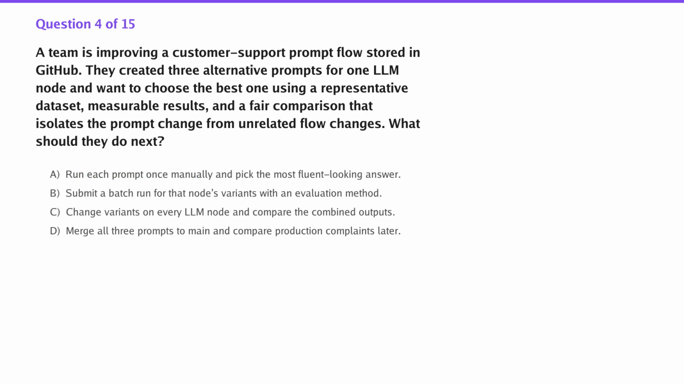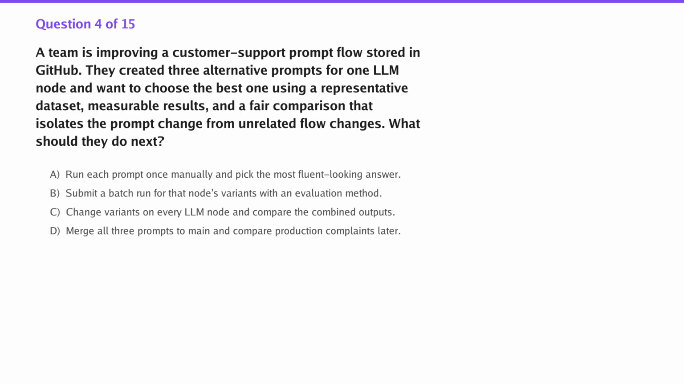A team is improving a customer support prompt flow stored in GitHub. They created 3 alternative prompts for one LLM node and want to choose the best one using a representative dataset, measurable results, and a fair comparison that isolates the prompt change from unrelated flow changes. What should they do next?